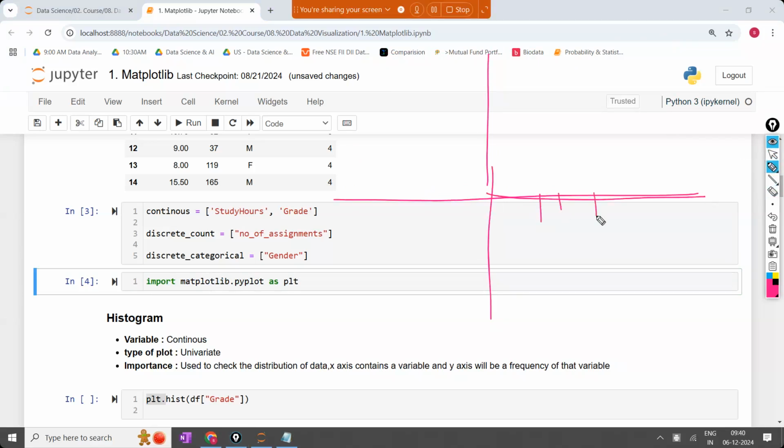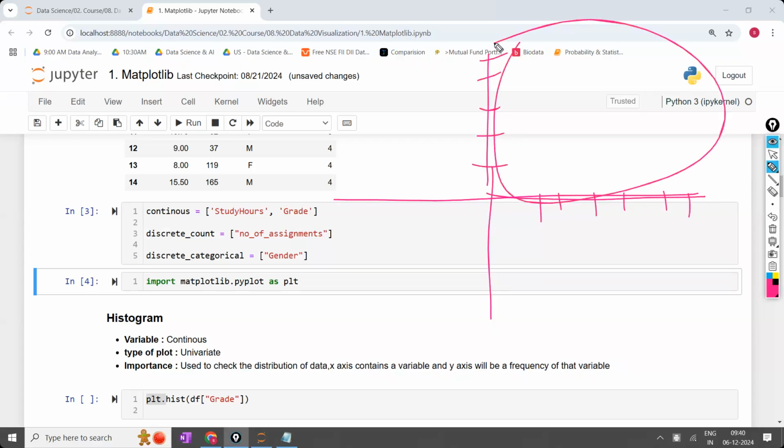Because here the positive numbers of the x-axis will be there, and the positive numbers of the y-axis will be there. Every plot will be inside this only. You are seeing only this part. Basically, it is a graph sheet.